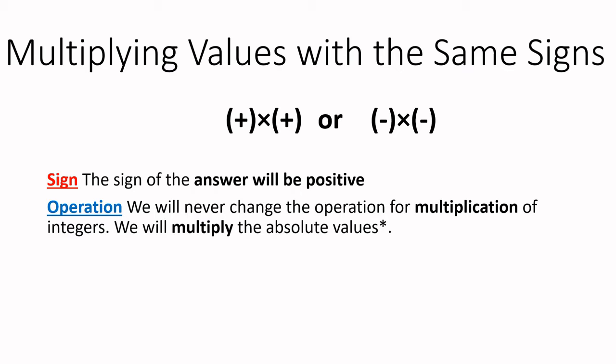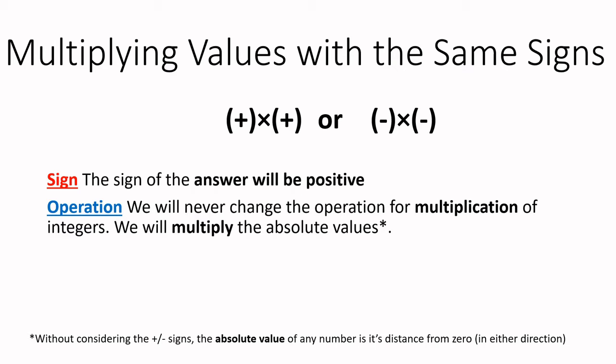Now, when I talk about absolute values, you may want to write this down. That's just the number value. It's the distance of that number from zero in either direction. So we're literally just ignoring the plus or minus sign. So, for example, two positive numbers multiplied together, like positive 4 and positive 2, will give us a positive answer. And we can just ignore the plus signs. We know it's going to be positive. 4 times 2 is 8.